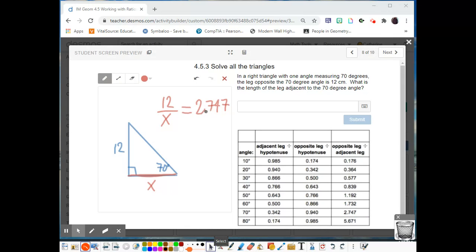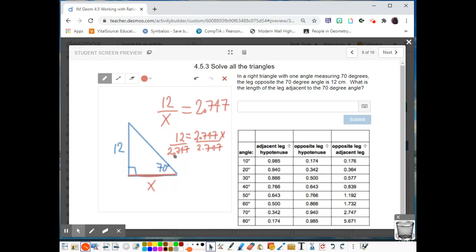Now with this one, I'm going to have to do a little more work for you. So again, this is my decimal there. We need to multiply both sides times X to get the X out of the denominator. So that's going to give us 12 equals 2.747 times X. And then to solve for X, we divide both sides by 2.747. Remembering our algebra here. And that is a decimal right there, guys.